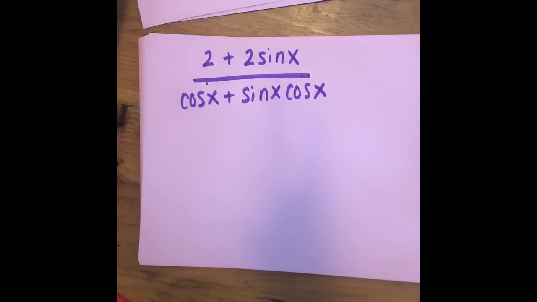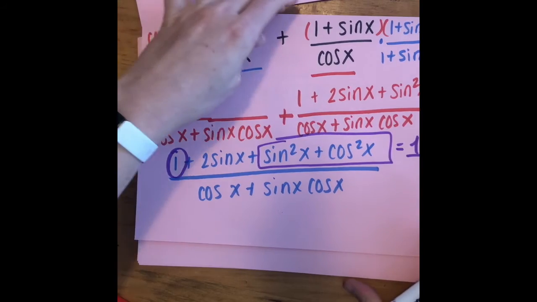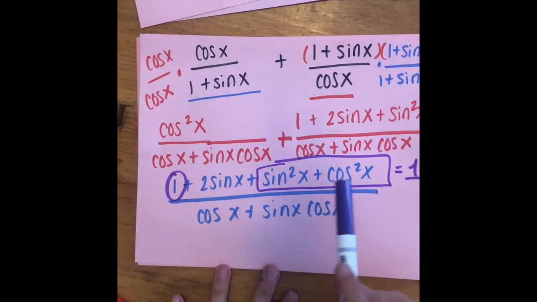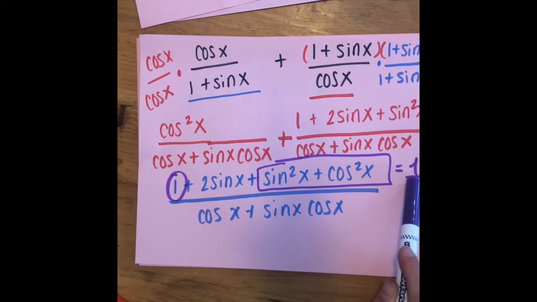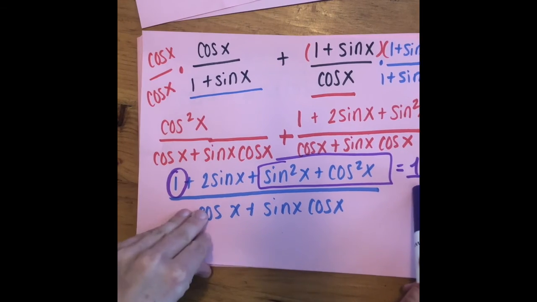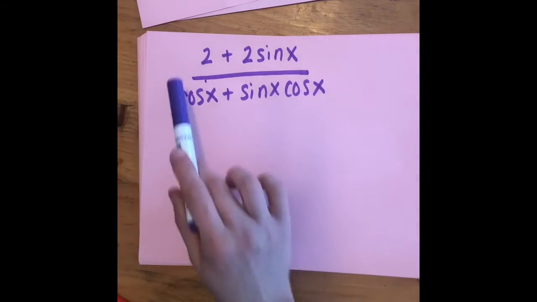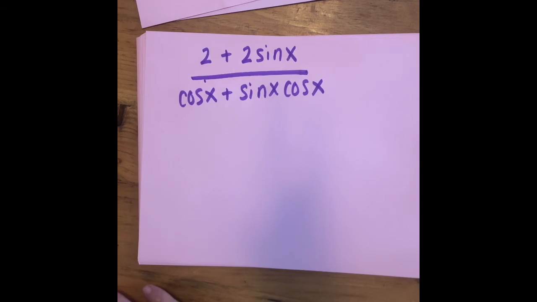Let me go through that again. So we rewrote the numerator, and sine squared x plus cosine squared x is really 1. 1 and 1 is 2. So the numerator simplifies to 2 plus 2 sine x over cosine x plus sine x over cosine x.